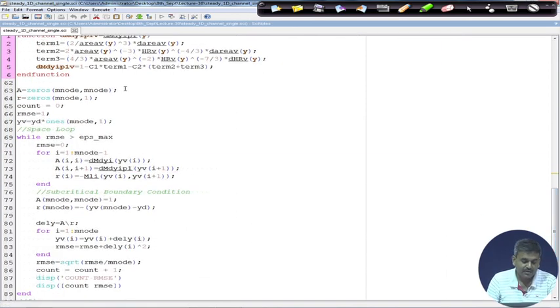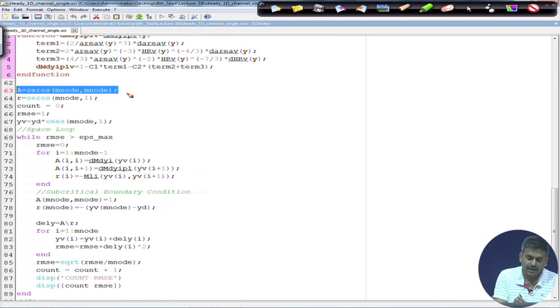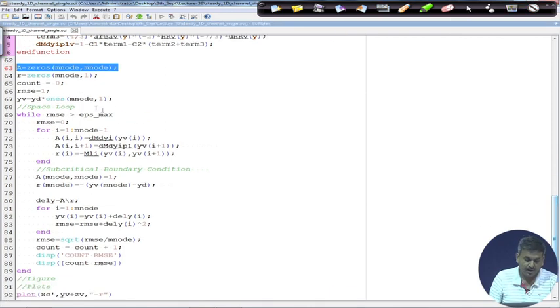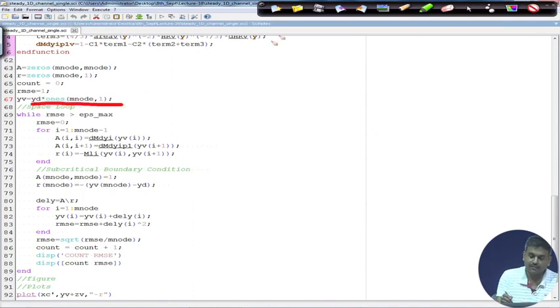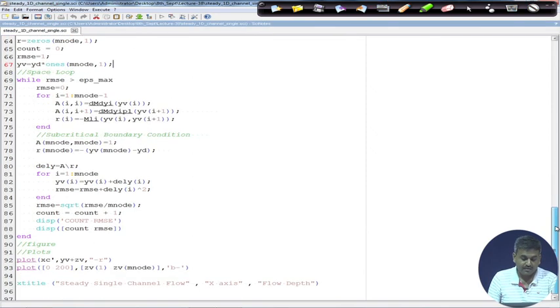Now, we can start with our Jacobian matrix, this is zeros m node by m node, and for our right hand side we have zeros m node by 1. Now, with the count I am starting at 0, RMSE equals 1, and the guess value I am starting from the downstream end value, which is yd, for all sections. Now, if this RMSE is greater than epsilon max, then only we should iterate.